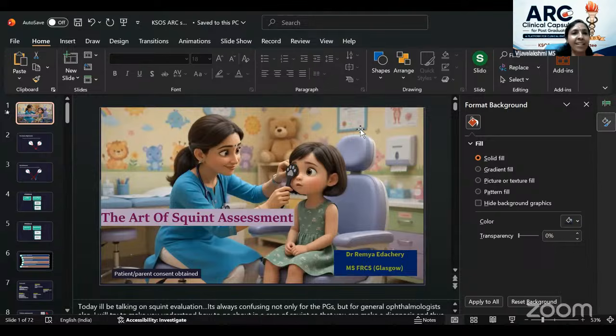Spielman's. Yeah, Spielman's. And this time for the PG update, the basic questions were asked: ductions, versions.